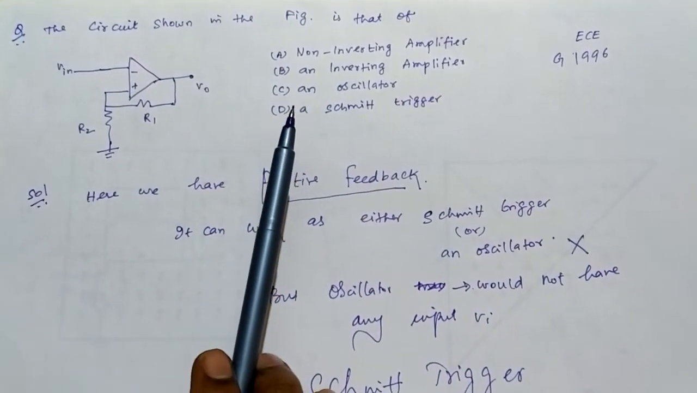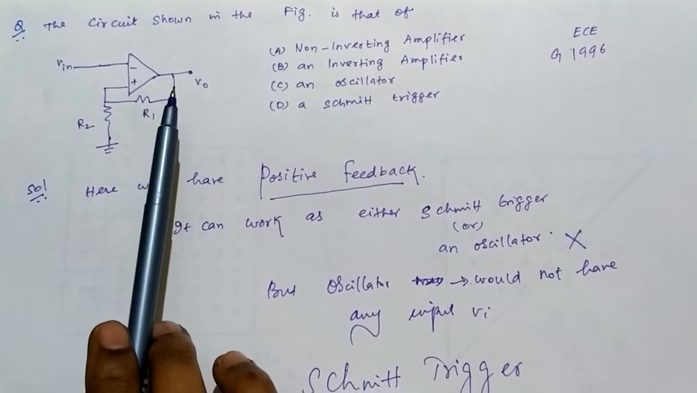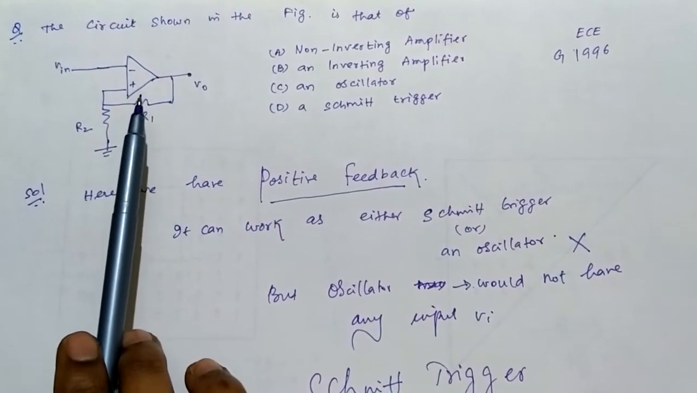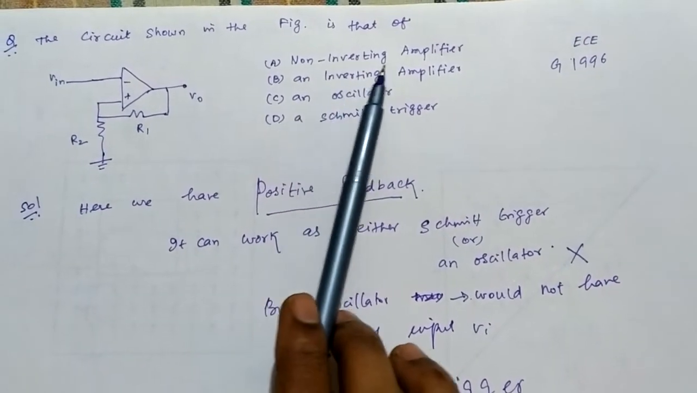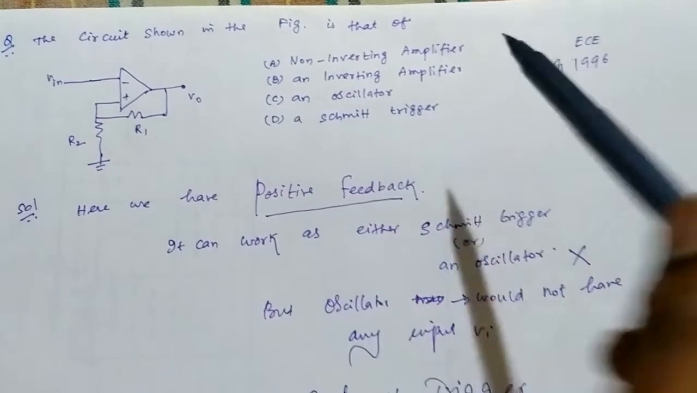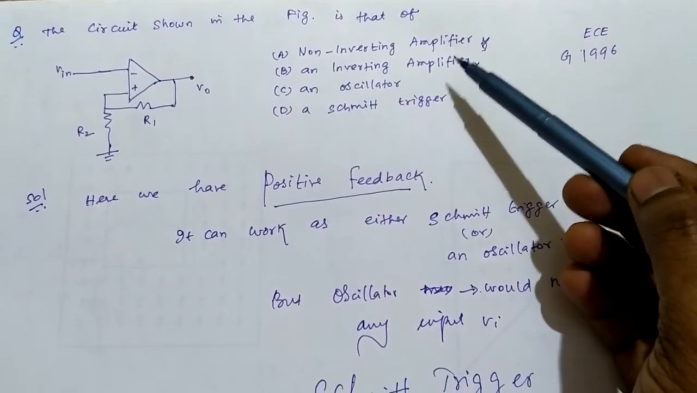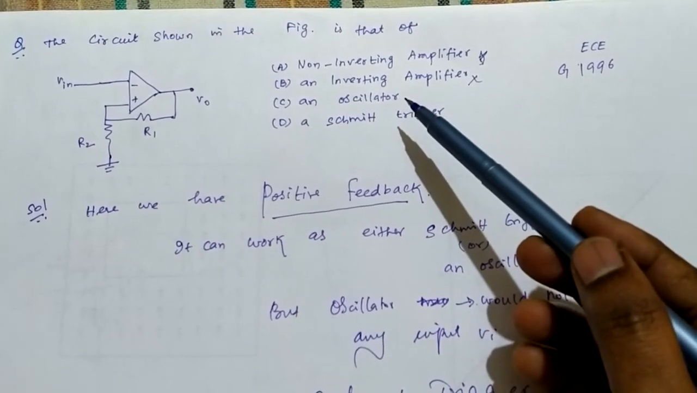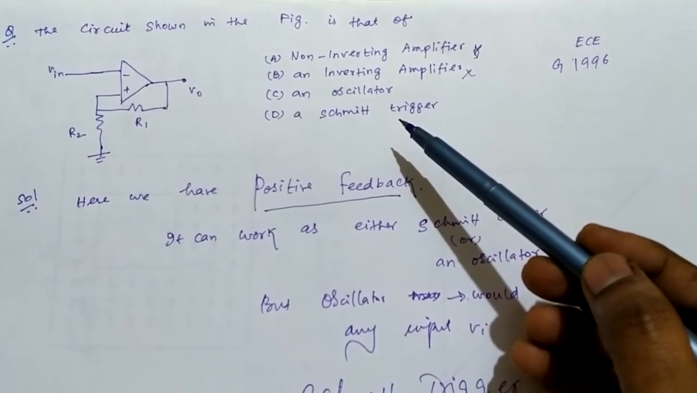In the circuit shown in the figure, identify what type of circuit it is. Here they are using positive feedback. The output voltage is taken and given to the positive terminal, so this is positive feedback. For an amplifier, we will definitely get negative feedback. So this option and this option are not the case. An amplifier should be given only negative feedback. So among these, an oscillator may use positive feedback, and a Schmitt trigger also may use positive feedback.